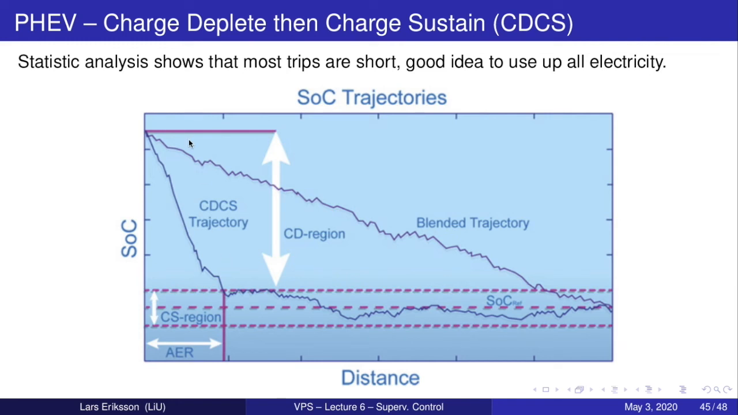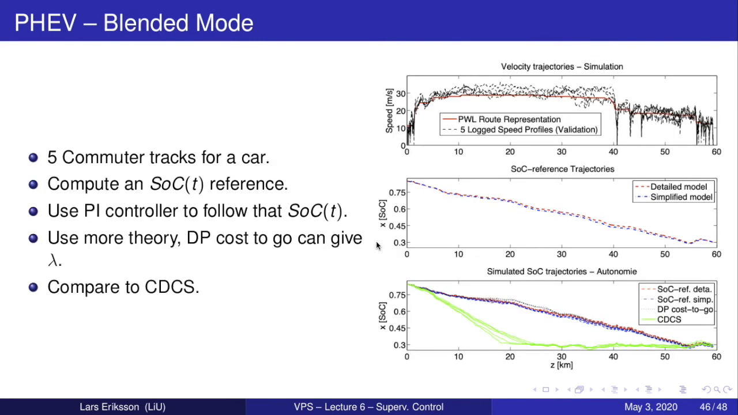And that's what's illustrated here in terms of the blended trajectory. We know that we're ending here, and we plan for ending with a state of charge here. If we would stop earlier, it would mean that we have not utilized all the electric energy. Some examples here: 5 commuter tracks, the same car going the same route, but there's a little bit of variation depending on the traffic situations. And you have the route presentation from the map data, which gives this, and then there are different profiles. And then if you compute a SoC reference from some model where you want to have the minimum fuel consumption, you get the following track.